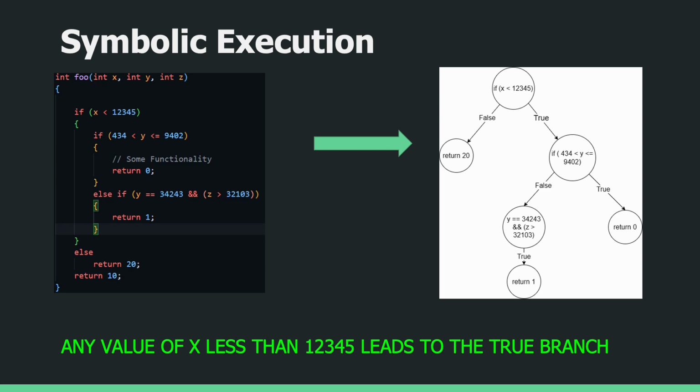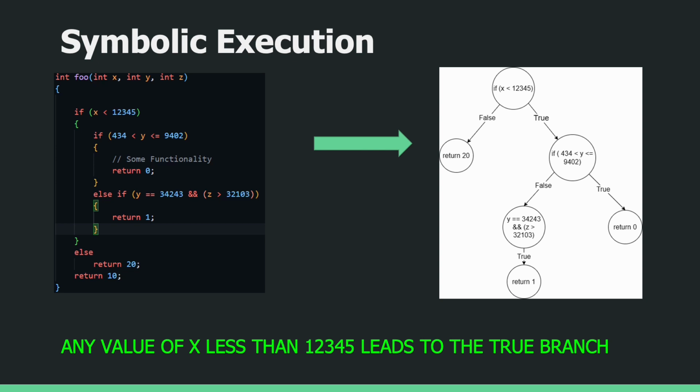However, when we say that any value of x less than 12345 leads to the true branch of this program tree, then we are essentially dividing the entire value or sample space of variable x into two compartments. One compartment is where x is greater than 12345, and one is where x is less than 12345.